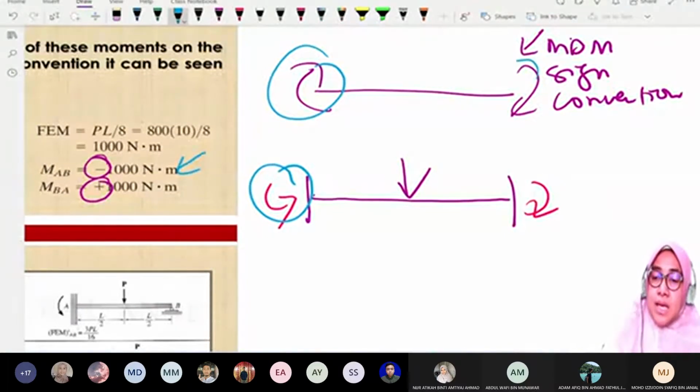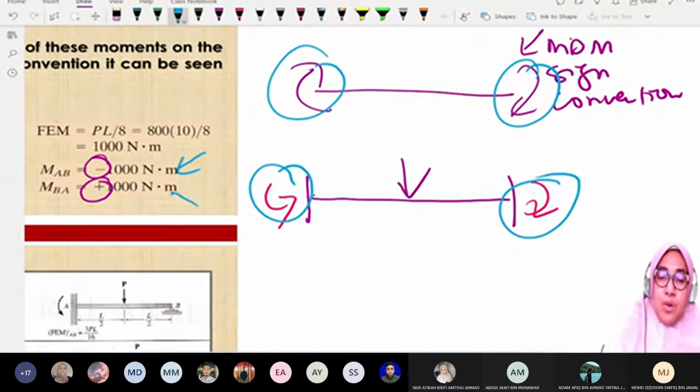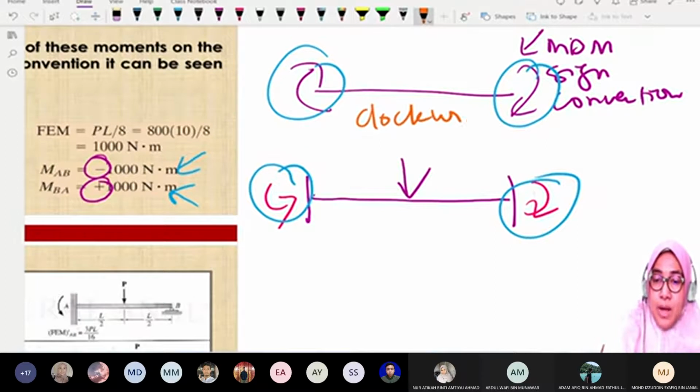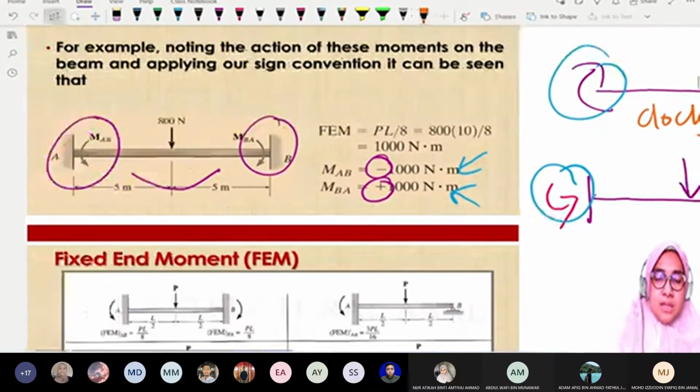And satu lagi sama kan? Dia jadi positif. So yang sama jadi positif, yang different jadi negatif. So that is why we get negative positive, because we compare with the sign convention, which is clockwise. When we compare, that is why we get one negative, one positive. Okay? Clear yang tu eh.